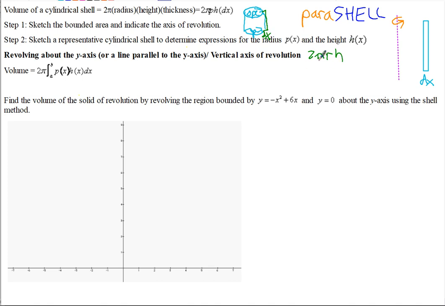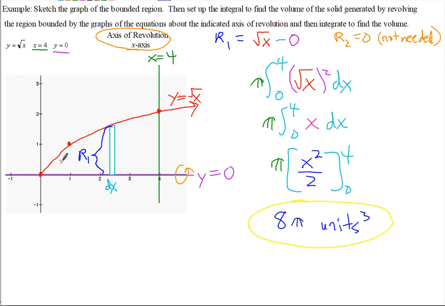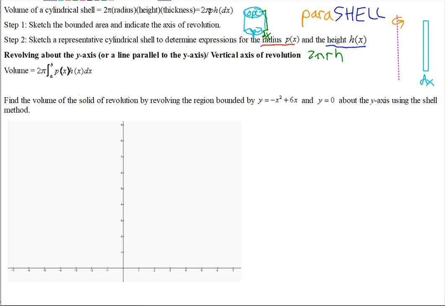So here we can pull the 2 pi out in front, and p of x represents the radius, and h of x represents the height. Those would be the two things we need to figure out instead of r1 and r2. So this is: find the volume of the solid of revolution by revolving the region bounded by these about the y-axis using the shell method. One method, you can plug in points like we did here to see what the region enclosed looks like, or the other method you can use without your calculator is to actually set the equations equal to each other. So that's what I'll do on this one.